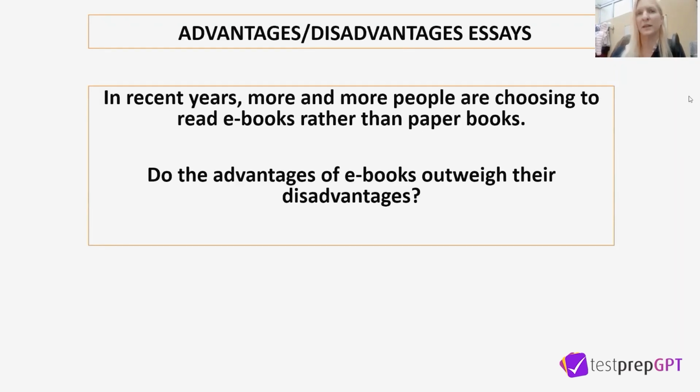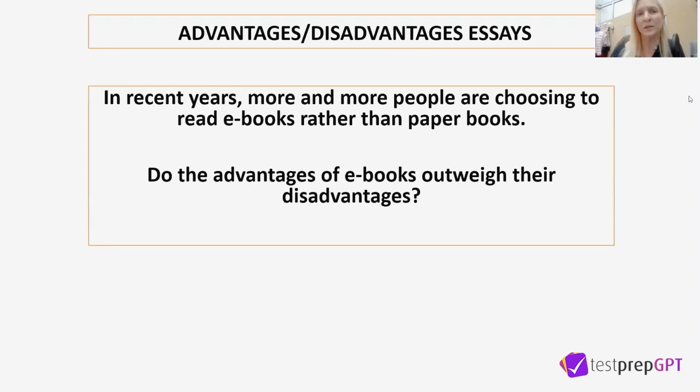Advantages and disadvantages. This is what we call a double idea essay, because we're looking at advantages, plural, and disadvantages, plural. So we're looking at how to present advantages and disadvantages and give a main idea. Let's take a look at the example.